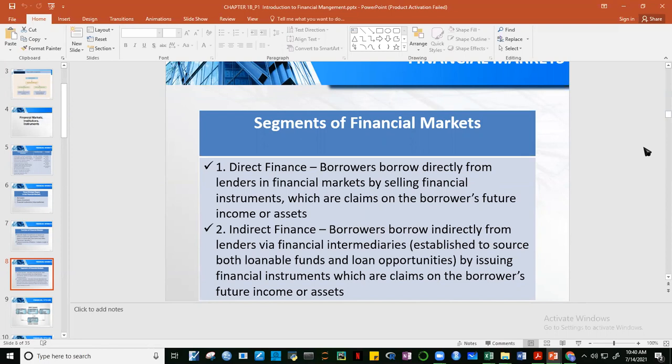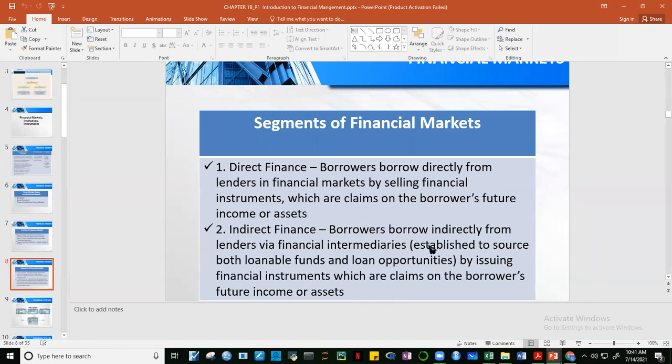So hindi dumidiretso si lender dun kay borrower. There's this third party called the FIs or the financial intermediaries. Okay, yun yung indirect natin, no? So where borrowers borrow indirectly from lenders via FIs.